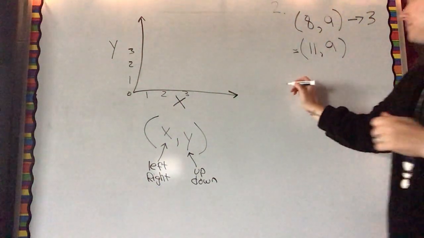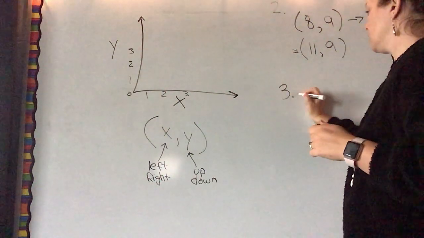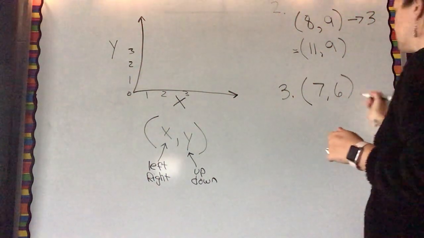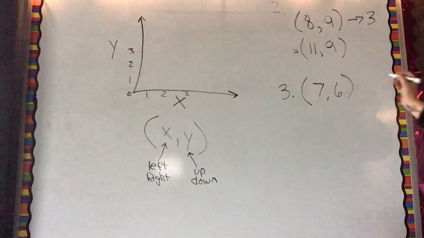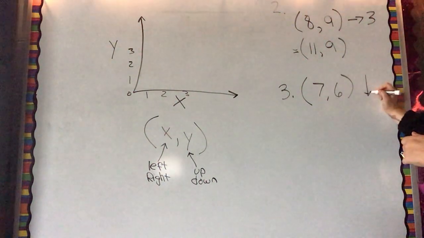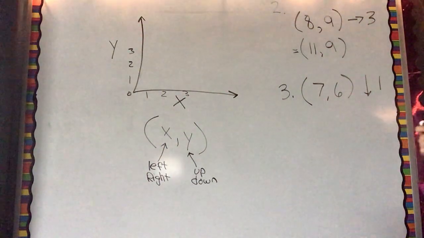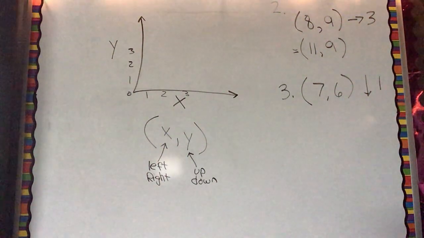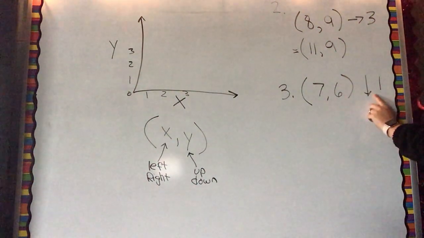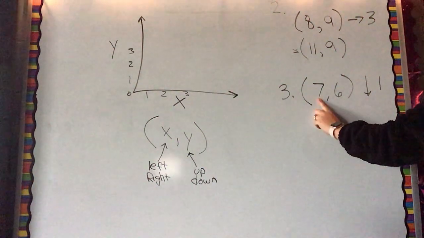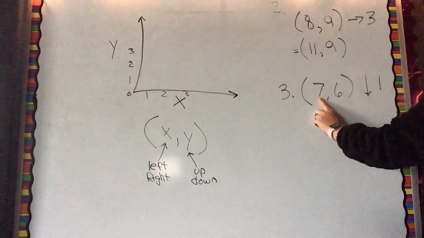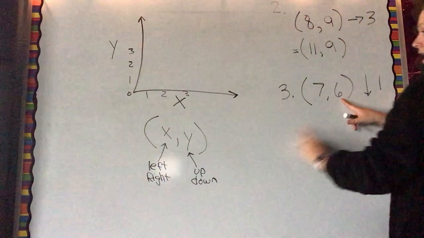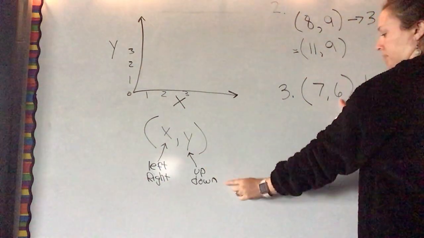Number 3. Let's do 7, 6. And we're gonna go down 1 unit. 7, 6, and I'm going down 1 unit. When going up and down, am I going to be adjusting my 7 or my 6? My X or my Y? My 6. My Y deals with going up and down.